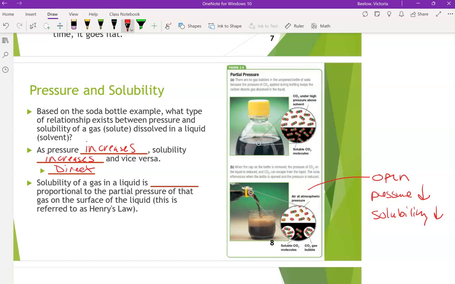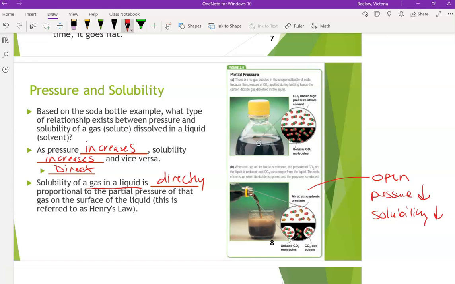Just like when we talked about Charles' law and Gay-Lussac's law with pressure and temperature, and then temperature and volume. Boyle's law was pressure and volume, which is an inverse relationship. So the solubility of a gas in a liquid, to be specific, is directly proportional to the partial pressure of the gas on the surface. This is also known as Henry's law.